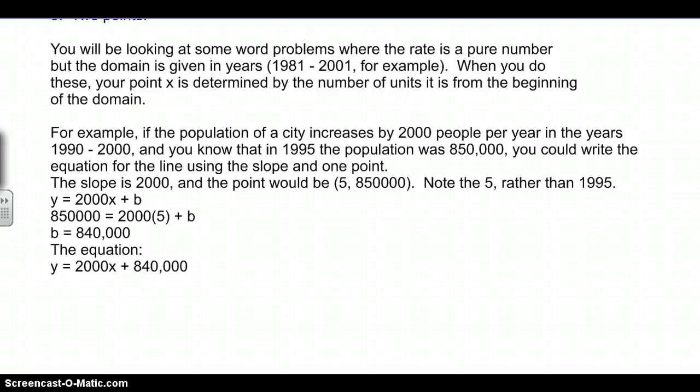Now, I have my two pieces of information. I have the slope and I have a point. So I set it up so y equals 2000x plus b. And then I substitute my point. My point is 5, 850,000, and I solve for b. So the equation for this function is actually y equals 2000x plus 840,000. Be careful when you're doing your homework. You're going to see several of these, and you're going to see that it does not work when you start putting the year 2012 in for x. Take the x value as a number of years from the beginning of the domain, and you will be fine.